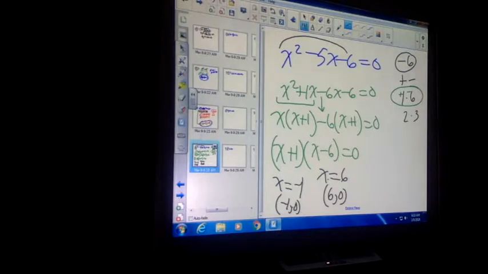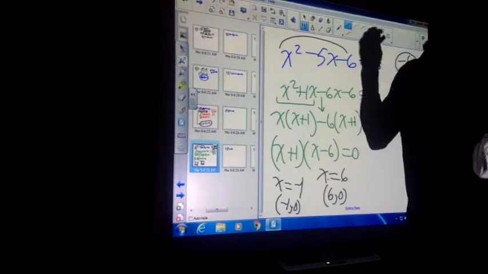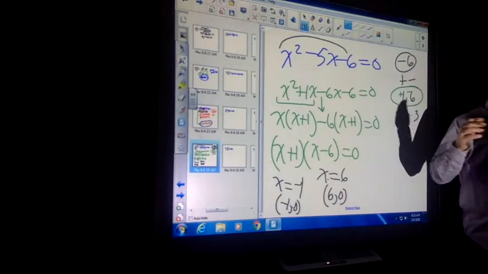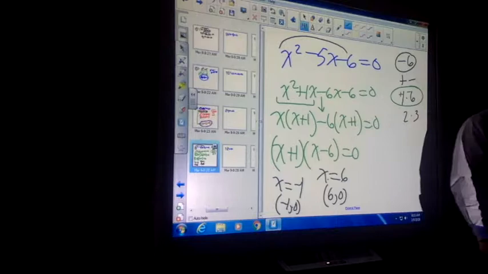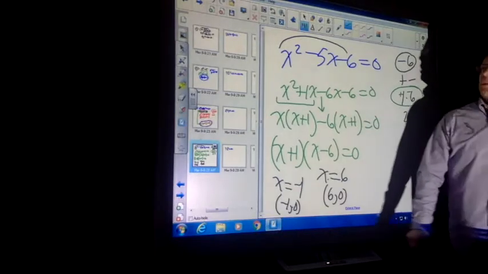-1, 0 and 6, 0. Do I expect you to write it that way? Yes. What if we don't write it that way? I take points off. I want your solutions. It's not a difficult concept to realize that a solution crosses the x-axis. And if it crosses the x-axis, that means it will have a 0 in the y location of your point. Next problem.